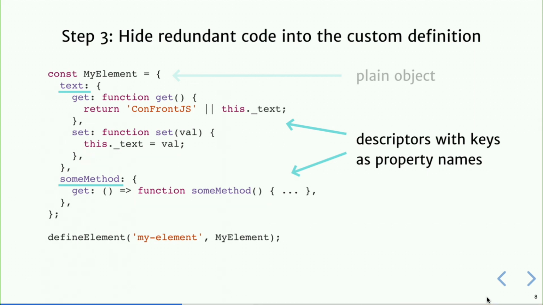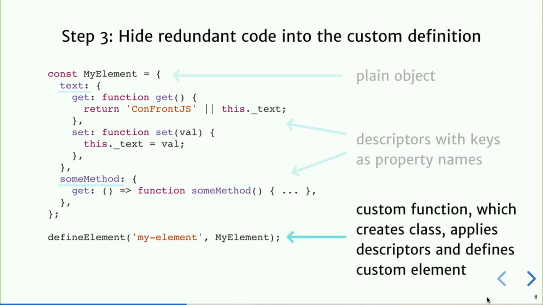So it's a foundation of JavaScript object-oriented things. We have just a plain object, keys, and values. Those keys are the names of those properties, and the descriptors, of course, are just their values. So we are creating our own defineElement method, which is a custom function which creates the class from the first line before, applies those descriptors, and defines custom elements. And actually, the fun part starts here.